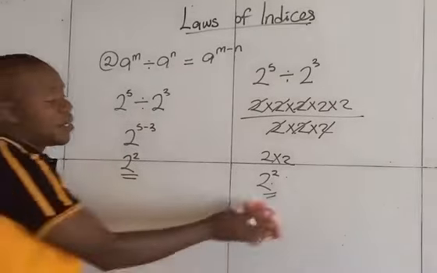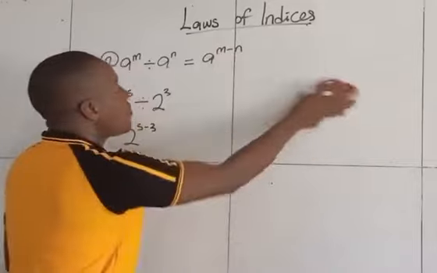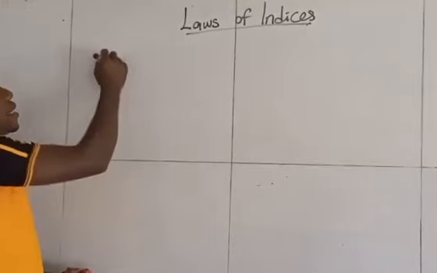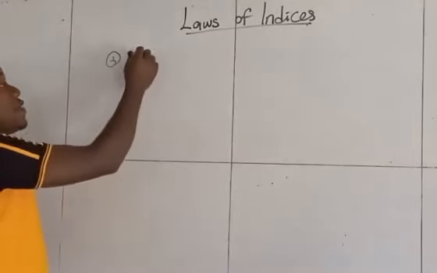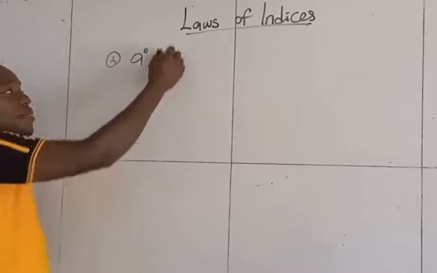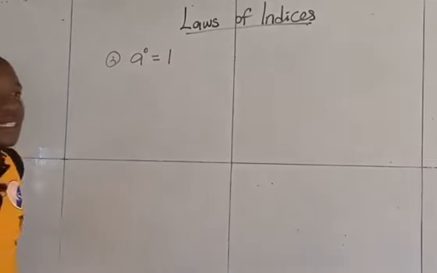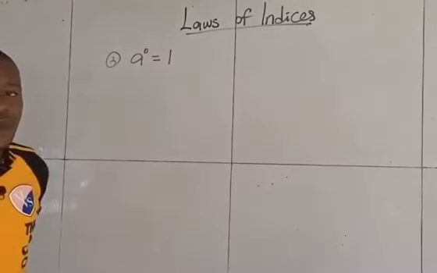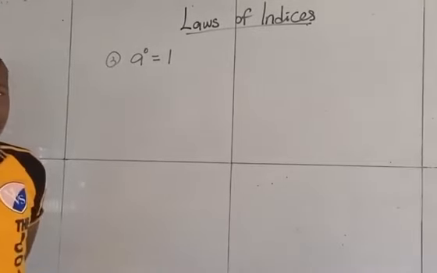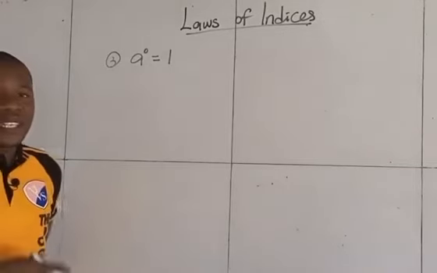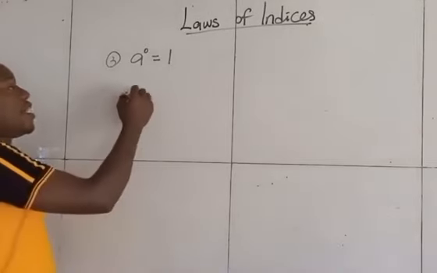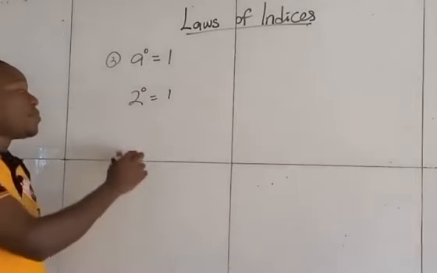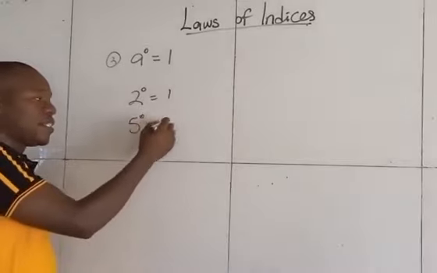I will run through the third law of indices, what we call the zero powers. If I have a raised to the power 0 is equal to 1, this law simply says that anything raised to the power 0 gives you 1. It doesn't matter what the quantity is, what the number is, as long as the power is 0, the result is 1. For instance, if I have 2 raised to the power 0, the answer is 1. If I have 5 raised to the power 0, the answer is 1.